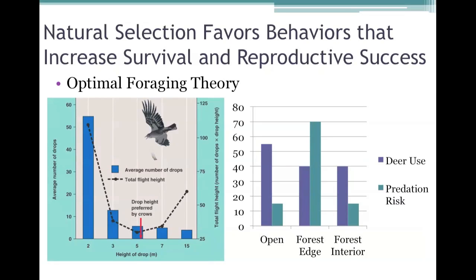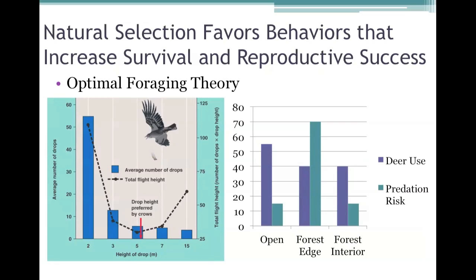These birds can expend very little energy and get the maximum reward by, on average, flying a height of 5 meters. If they fly to 5 meters, they can usually break the shells in only a couple tries, and they don't expend that much energy flying to that height.